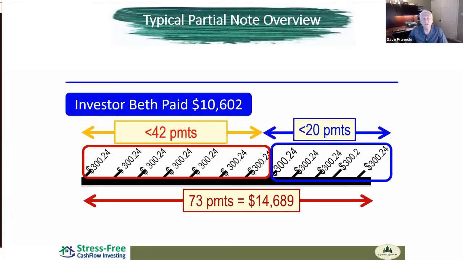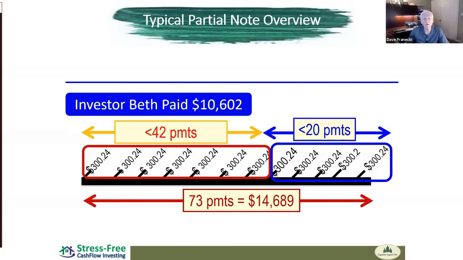When Beth is done, she goes away. In the meantime, though, I'm protecting her. If that note goes south, then I'm there to protect my investment, that remaining 20 payments. Beth bought this because she was a somewhat new investor, somewhat experienced, but not. She wanted to get my paperwork, and that's good. So it was a win-win.